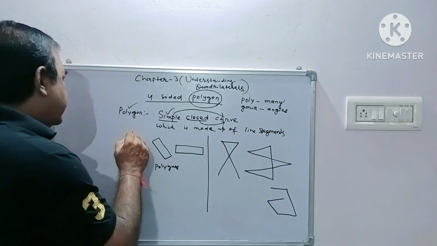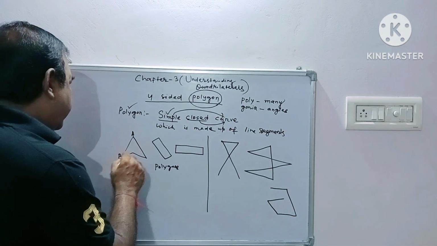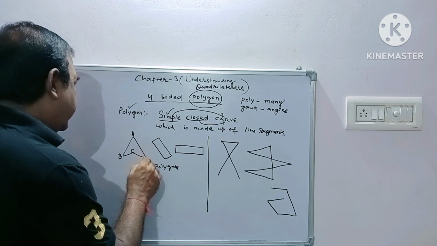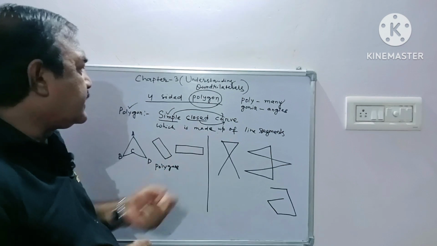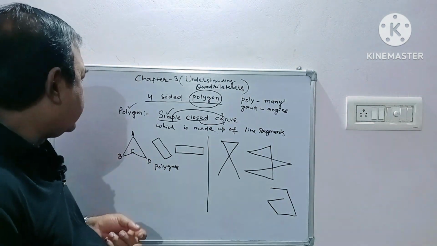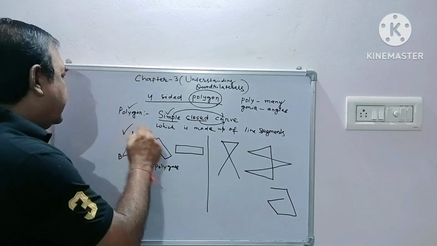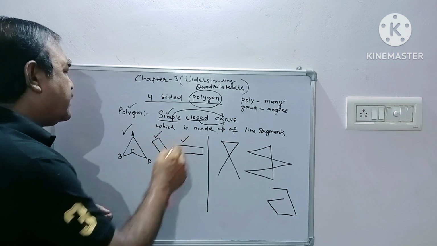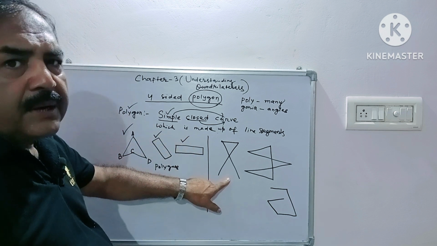And these are the line segments. You see AB, BC, CD and DA. These are the line segments. Yes or no, parts of the lines. So these are the line segments. So this is a polygon. This is also a polygon like this. This is also a polygon.